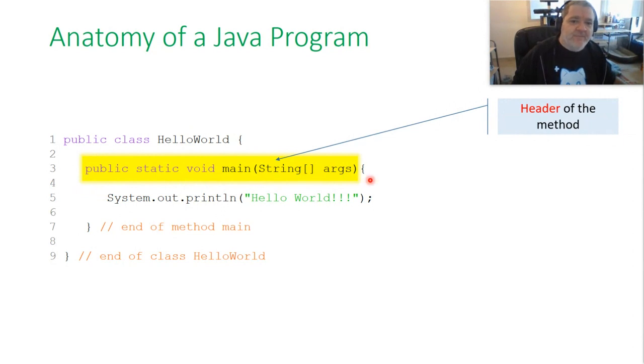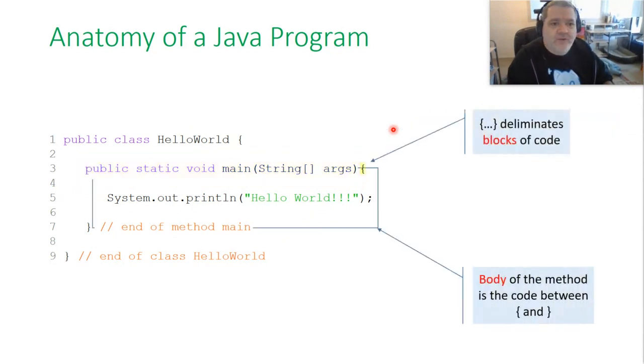Name of the method, and then parentheses. All of that tells me everything I need to know about the method, except its code, which is what it actually does, okay? So we call that the header of the method. You're going to hear some people also call it the signature of the method, okay? And then we have those curly braces that I already mentioned, and everything between the curly braces is a block of code, and that block of code corresponds to the body of the method, okay?